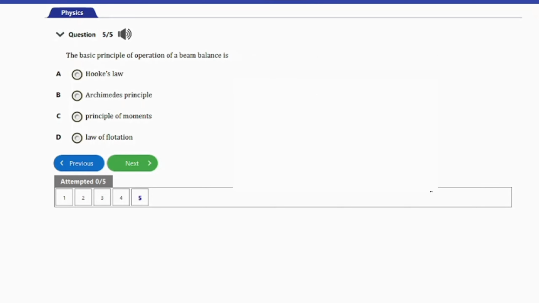So the last question here, question number 5, says the basic principle of operation of a beam balance is A. Hooke's law, B. Archimedes' principle, C. Principle of moments, D. Law of flotation. So guys, obviously the answer to this question is option C, and that's principle of moments.